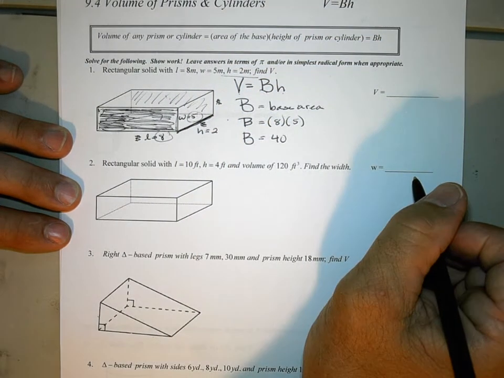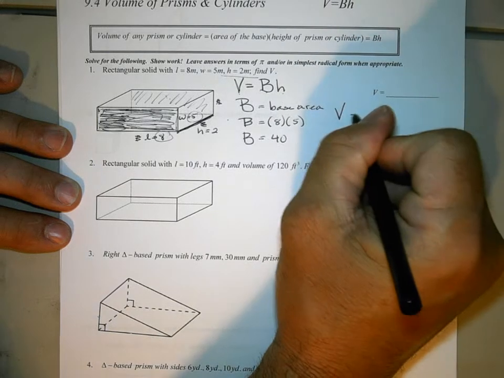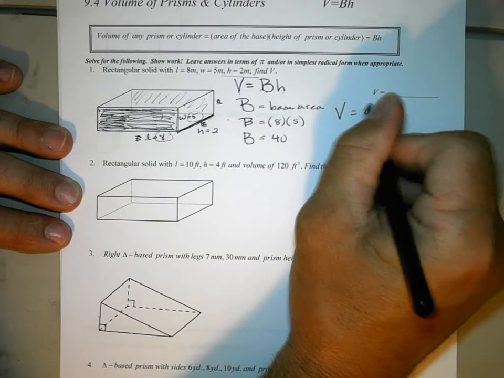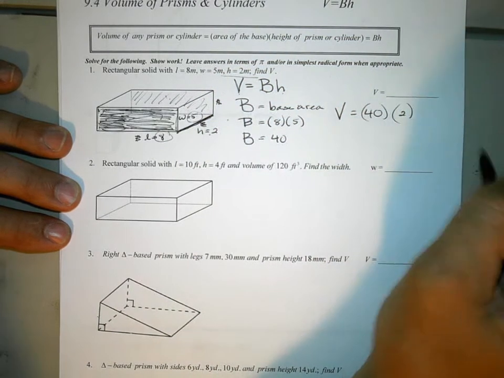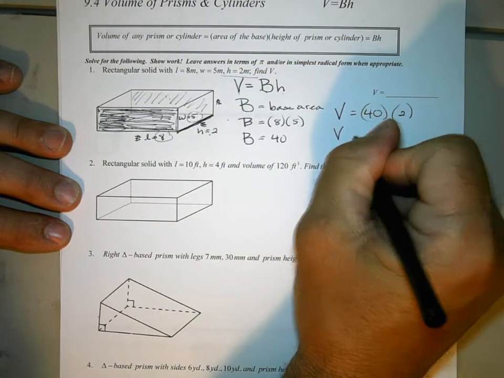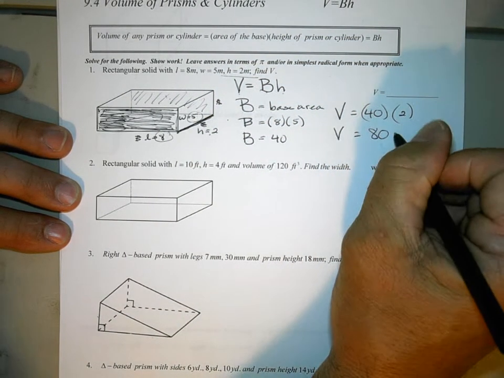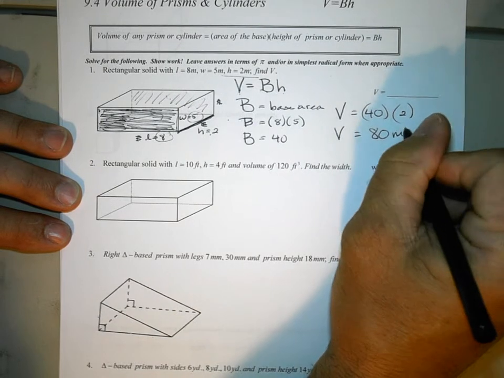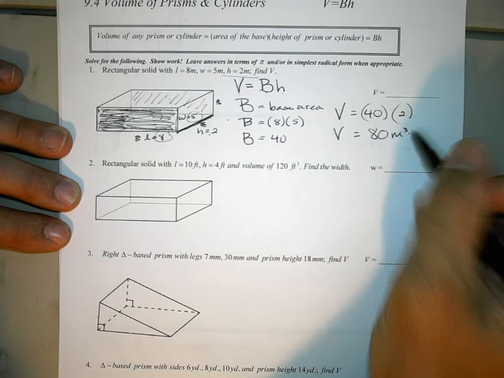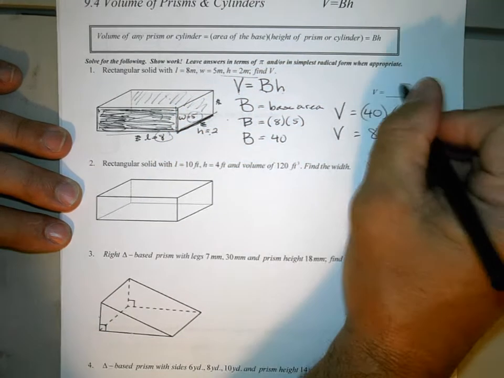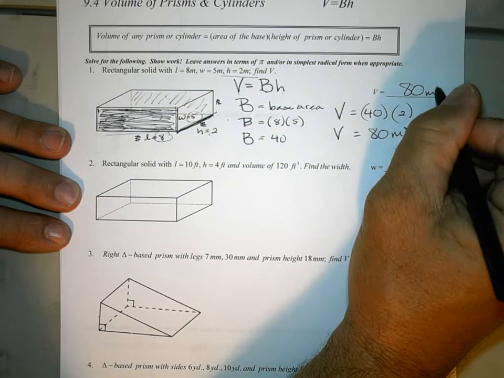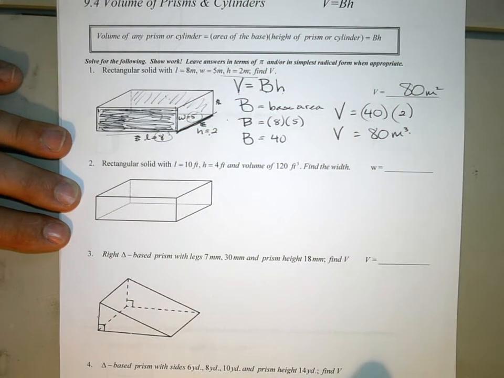Now to find the volume, we simply go base area times the height of the prism, and we end up with volume equals 80. And this is meters cubed because there's 3 dimensions, a length, a width, and a height. So it's 80 meters cubed.